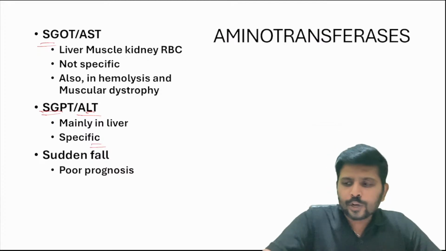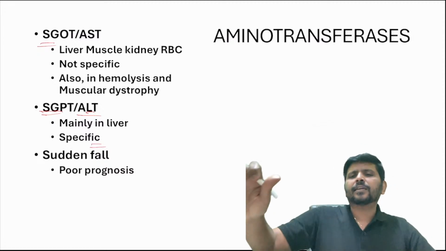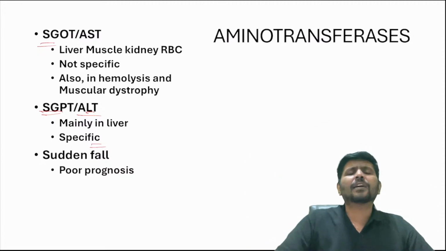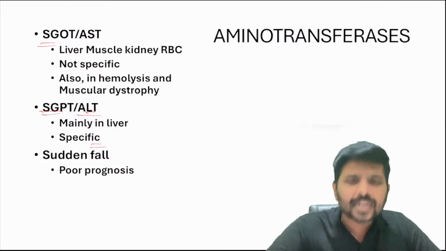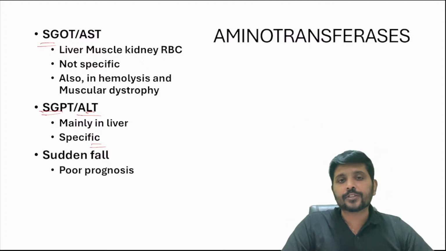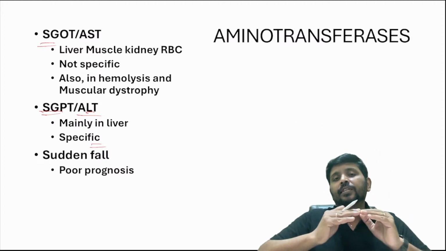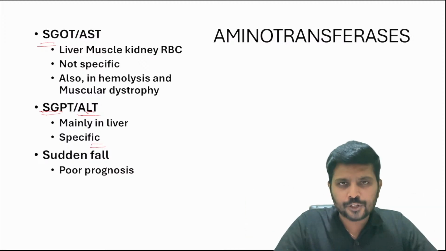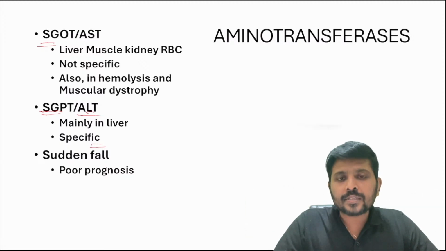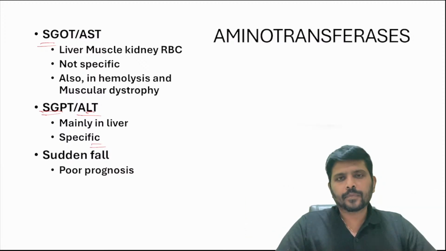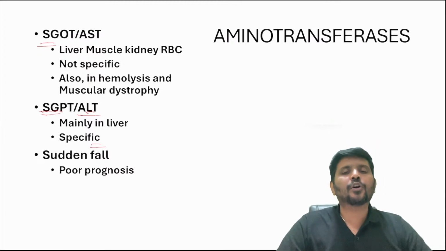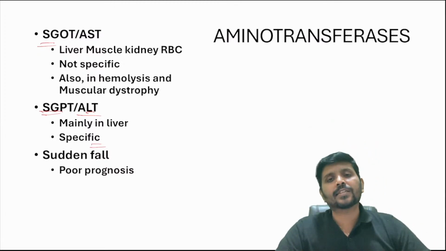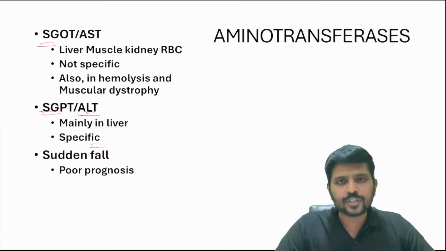Remember, when SGOT and SGPT are very high, it indicates that it is a case of liver parenchymal injury. But when the high values suddenly fall, it indicates that the hepatocyte cell is completely damaged. So, sudden fall in SGOT, SGPT indicates that the liver has undergone necrosis, and it is a poor prognostic factor.